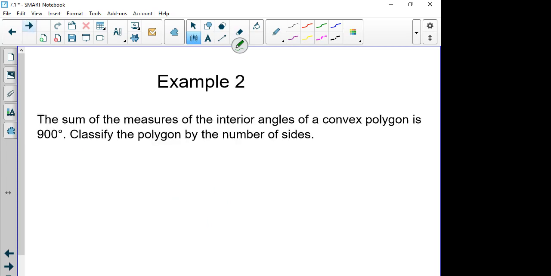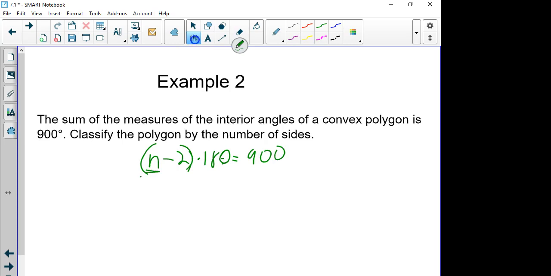Example 2. The sum of the measures of the interior angles of a convex polygon is 900. Well, now we're going to work backwards. So let's go back and get our formula: n minus 2 times 180 equals 900. We do know this, so we're just working backwards. We're trying to get to this n right here.